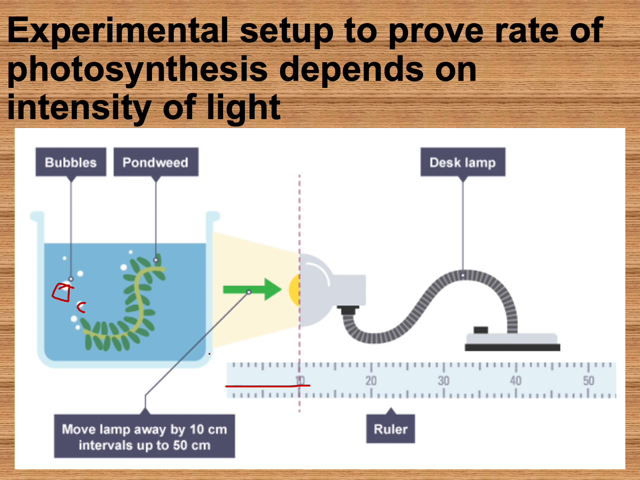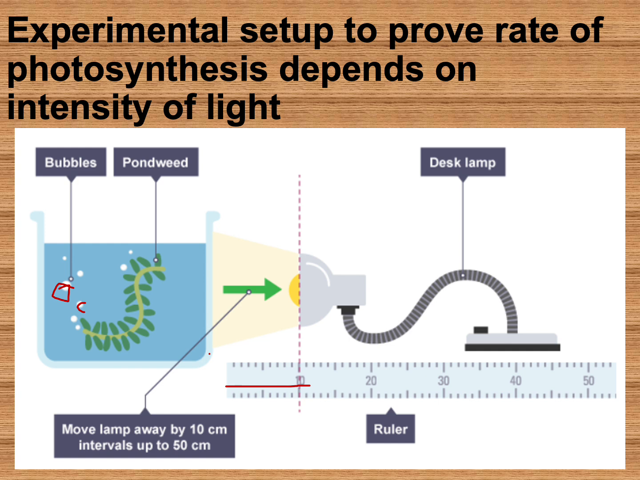So photosynthesis, if you remember, carbon dioxide plus water will give C6H12O6, that is glucose, plus oxygen bubble. So we will see when the beaker is at a distance of 10 centimeters from light, there was some amount of bubbles coming. Light is very important for photosynthesis, right?